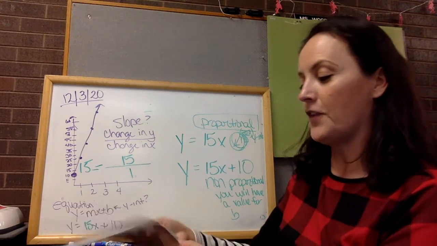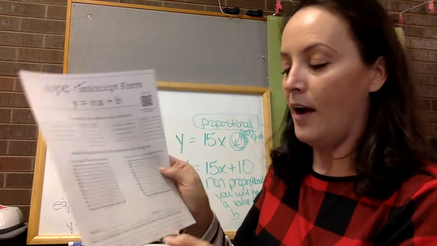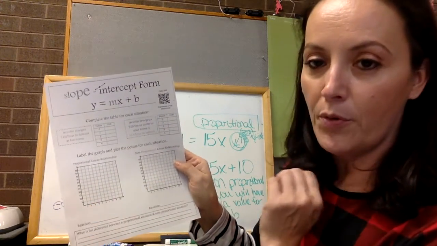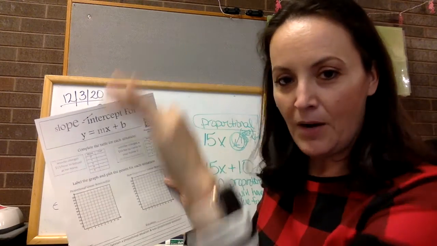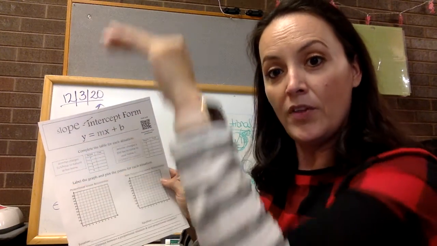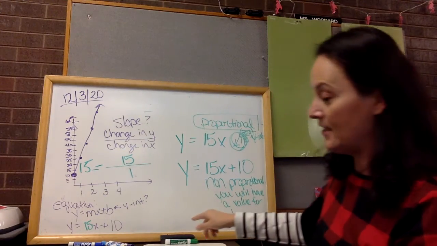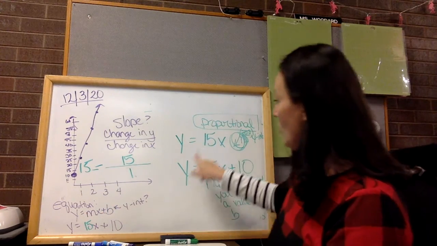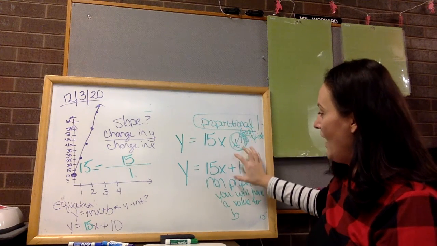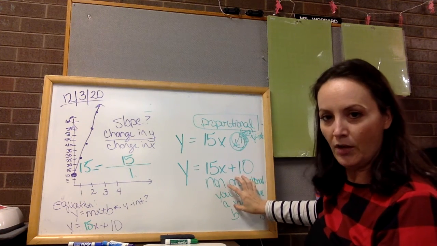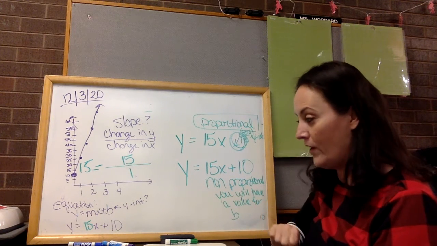What is the difference between a proportional situation and a non-proportional situation? A proportional situation is going to go through the origin. A non-proportional situation is going to have some kind of a y-intercept, whether that's positive or negative. It will have a y-intercept. It just will not be 0. So when you look at equations, if it's missing a b, it's proportional. If it has a b, it's non-proportional. That's how you can just look at an equation and go, boom, boom, I know if it's proportional or not.